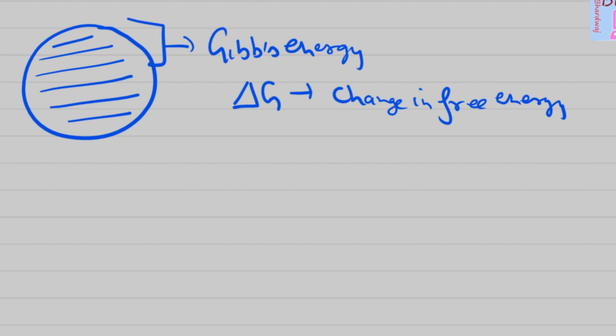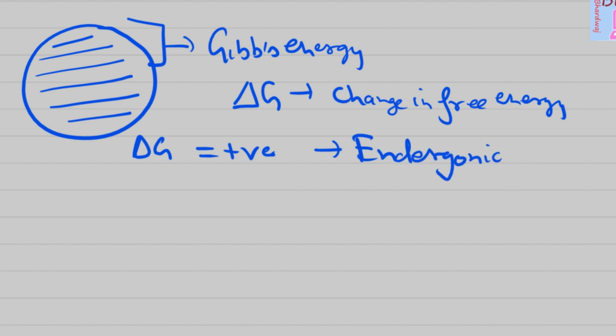Try to understand, if your delta G is positive, it means the system is going to require an input of energy. So when delta G is positive, the system is going to absorb energy from the surroundings. Reactions in which delta G is positive are also known as endergonic reactions.